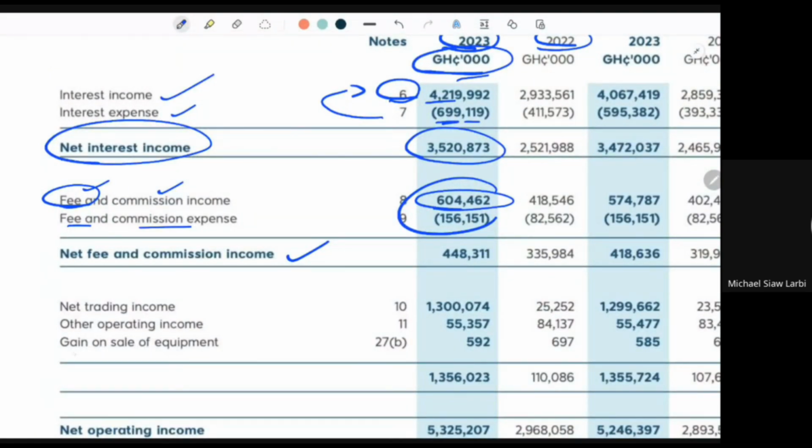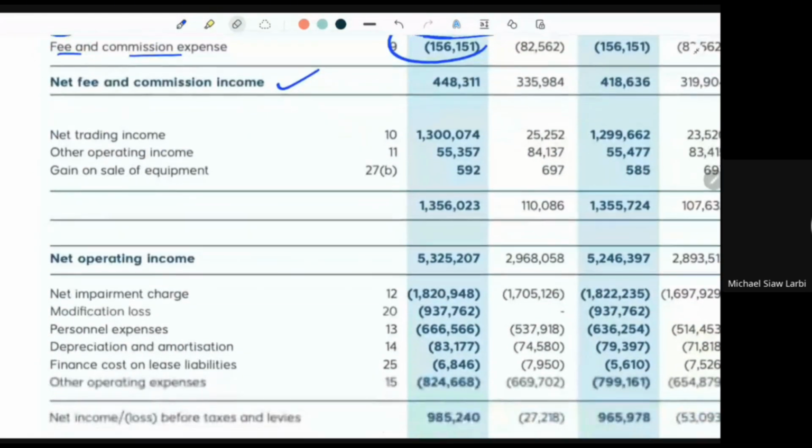You see gain on sale of equipment, like I mentioned. EcoBank sold some equipment and made 500,000 cedis, 592. That equipment income cannot come to interest income because that is not what it is. EcoBank is there to actually give loans from your deposit. So if they sell an asset and make money, it can only be what? Coming in as other income. Then you get your net operating income.